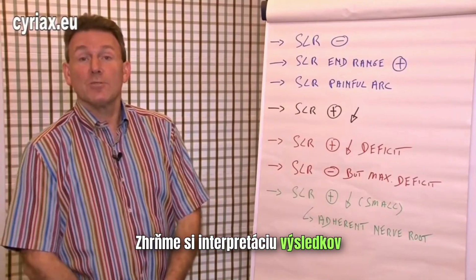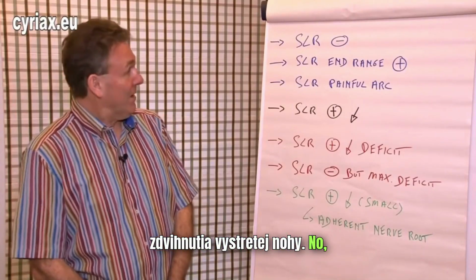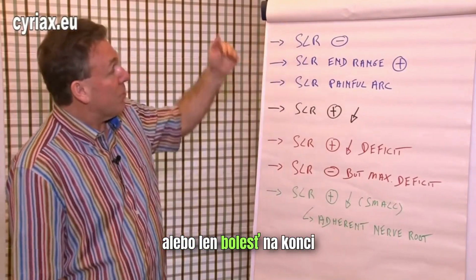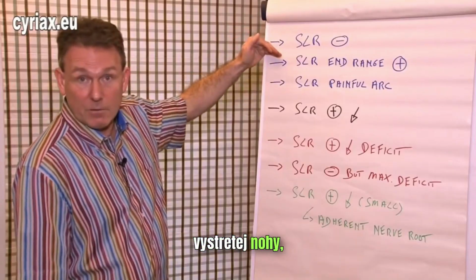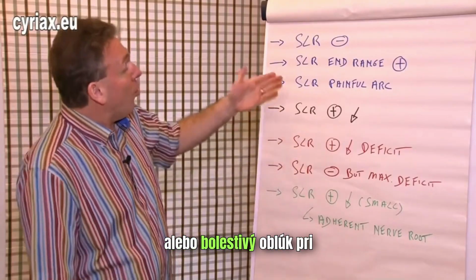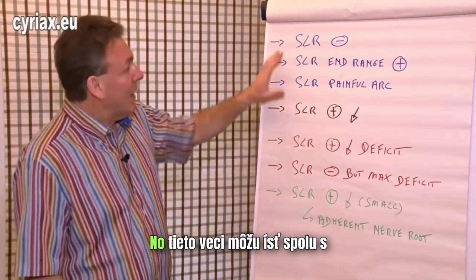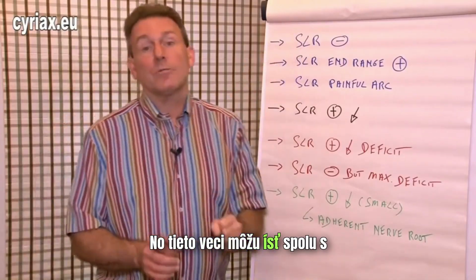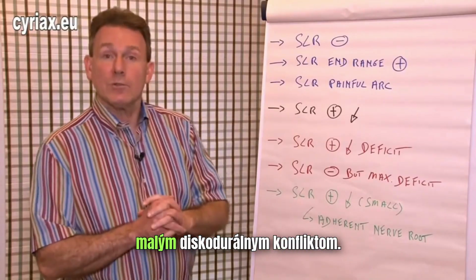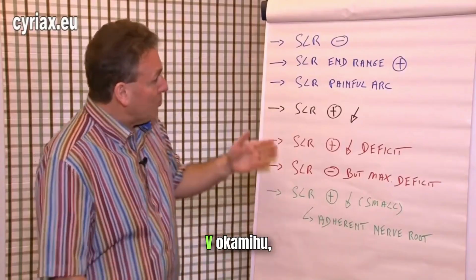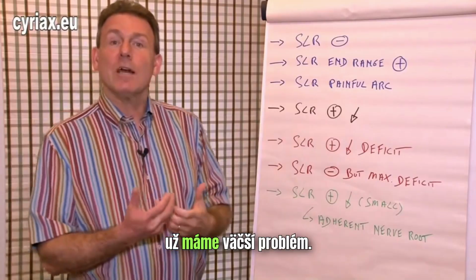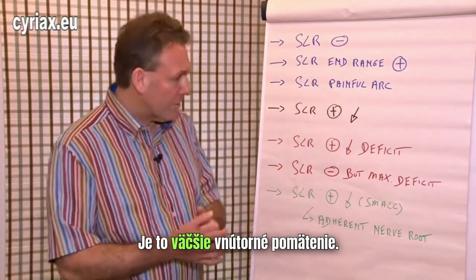Let's summarize the interpretation of the straight leg raise. Well, the first three options, a straight leg raise which is negative, or just end range pain on straight leg raise, pain in the back or in the leg or in the gluteal area, or a painful arc on straight leg raise, well, those things, they might go together with a small internal derangement, with a small discodural conflict. The moment the straight leg raise is painful and limited, we already have a bigger problem. It's a bigger internal derangement.